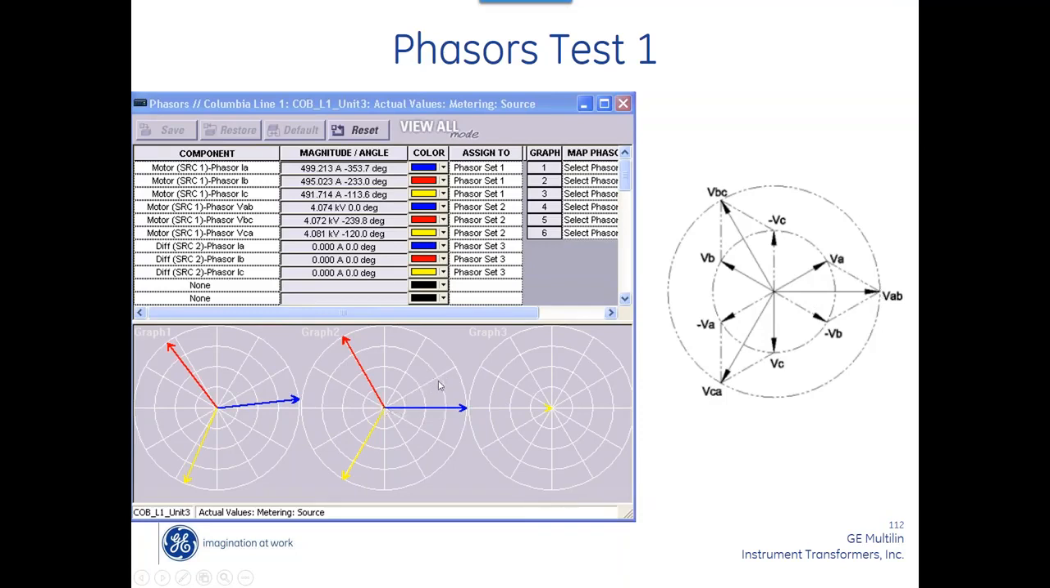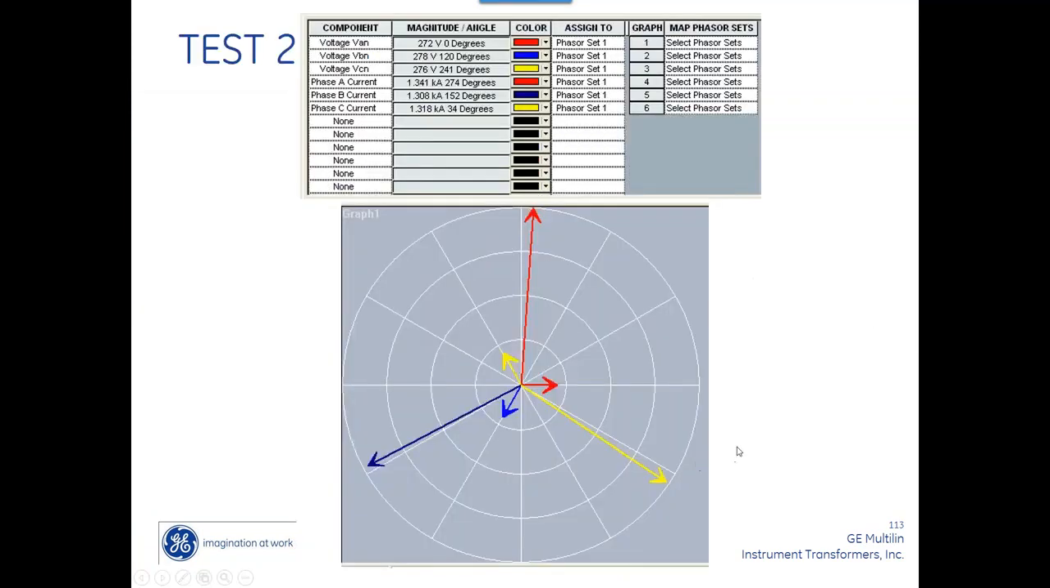So the first time this customer called me up and said, hey, I'm showing the current leading, not lagging, I said, no, it's okay. And the reason was because the VA is really right here, and then the current's lagging the voltage. Excuse me. Okay? So that was your first test.